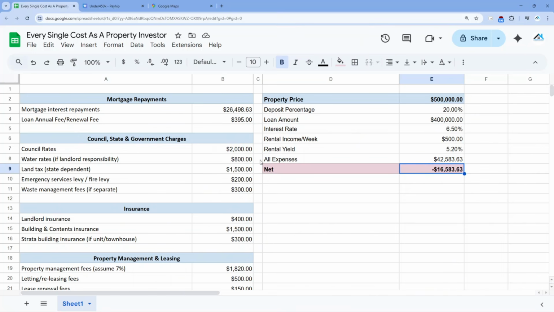Obviously, I haven't covered every single expense in this video. However, I've covered most of them and the most important ones. I didn't factor any of the buying costs in here. This is more about the cost of holding a property every single year.